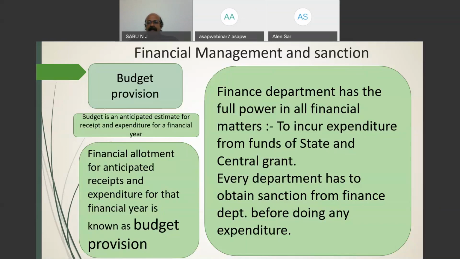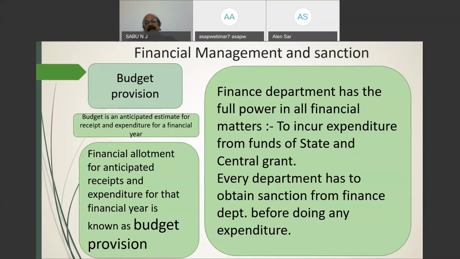So that means to incur expenditure from the funds of the state and central government. Then the power is with the related matters for the expenditure from the funds. The government has different types of funds: plan fund, non-plan fund, and other special types of funds. So how to handle the fund from the state or central government grant?